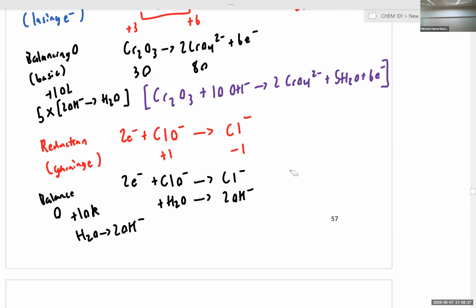And that in turn gives me the following equation. So we have 2 electrons plus hypochlorite plus water leads to chloride plus 2 hydroxide. I'm now going to rewrite my oxidation half reaction.